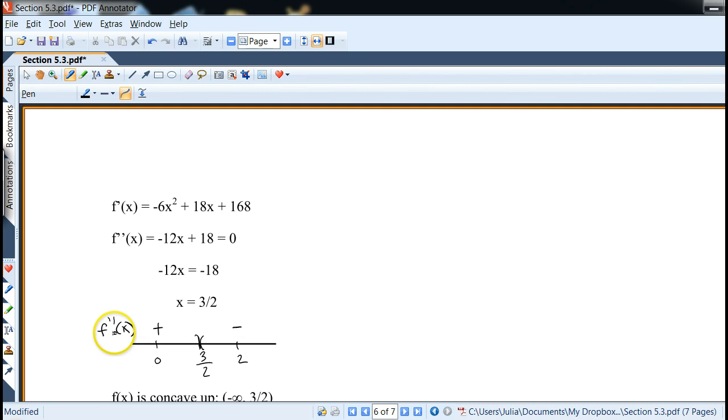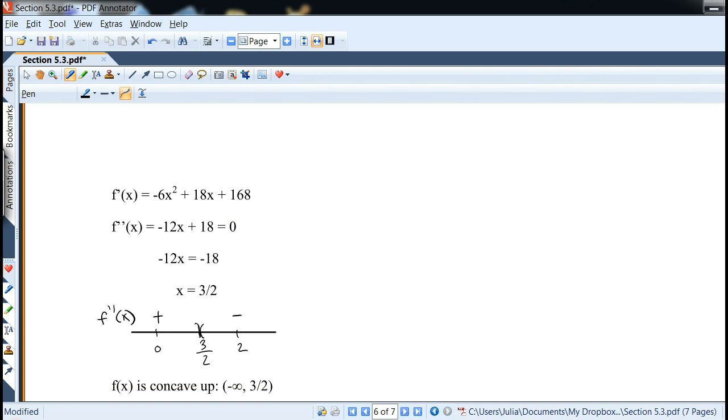And again, I write second derivative, that's what we're going to plug in. So I picked 0, it's always easier. And we know 2 is bigger than 3/2. So 0 I plugged into negative 12x plus 18. Notice we'll get positive 18, which is positive. 2 we can plug in, so we get negative 24 plus 18. That will give us negative.